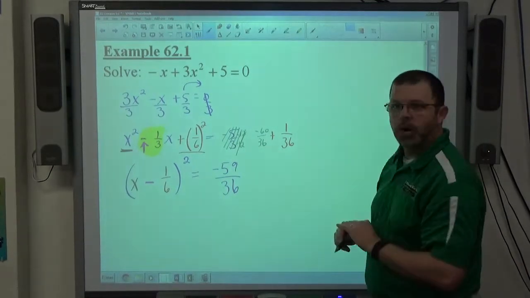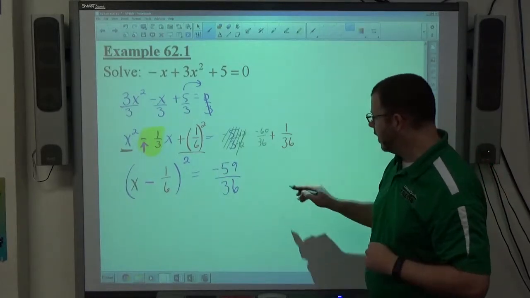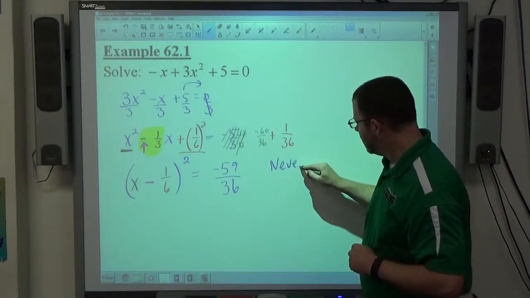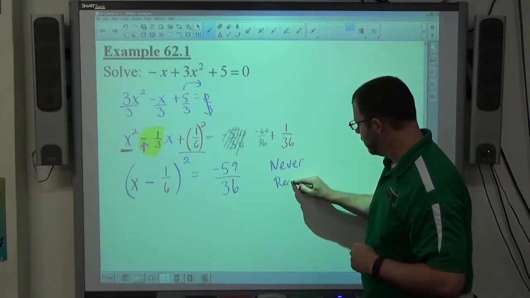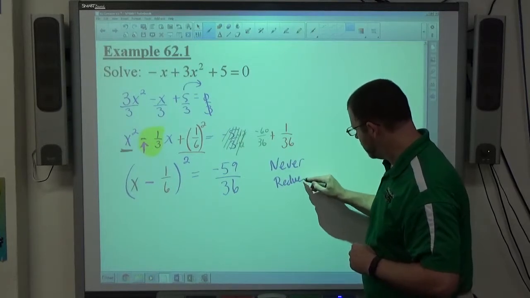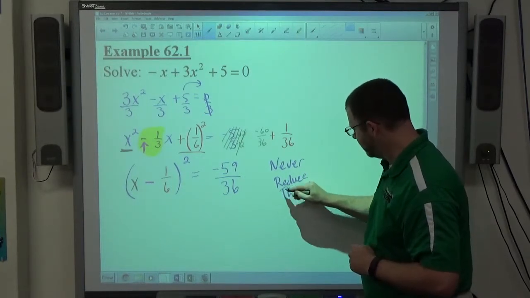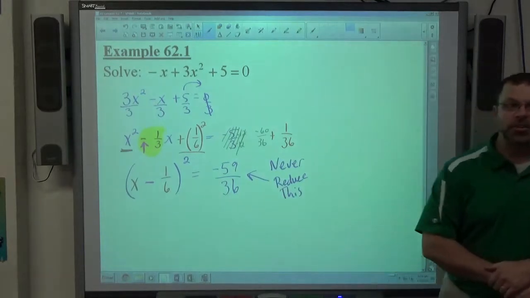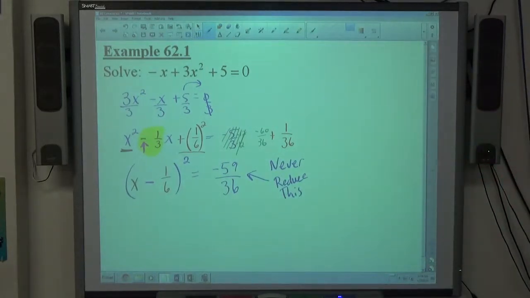And let me just make one mention here while we're at checkpoint 3. Never reduce this. Obviously, it doesn't reduce. 59 is prime. But if it did reduce, don't reduce it. Ever. Not even once. It's not a good idea.